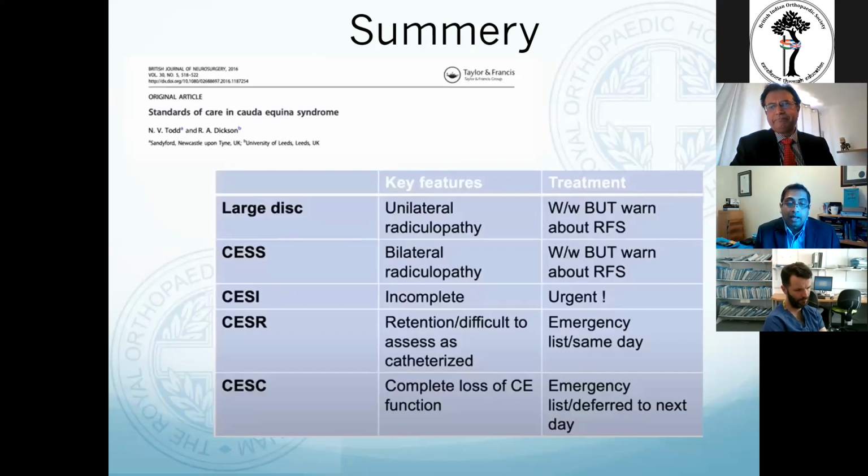The CES-I group, again, is the most important group, with the most to lose. So they should be operated on urgently, in my practice, whenever possible.